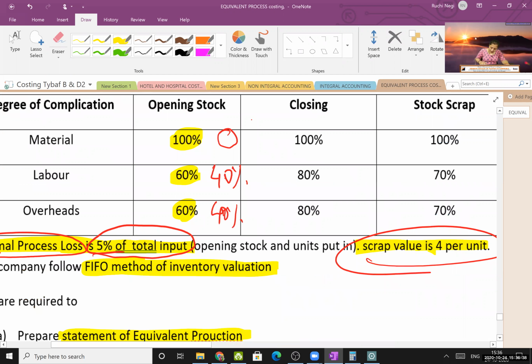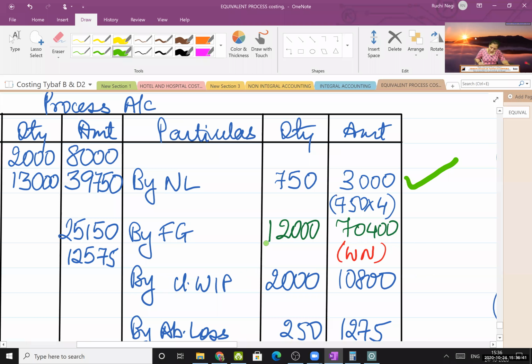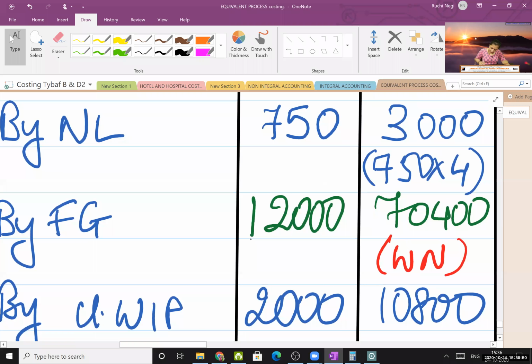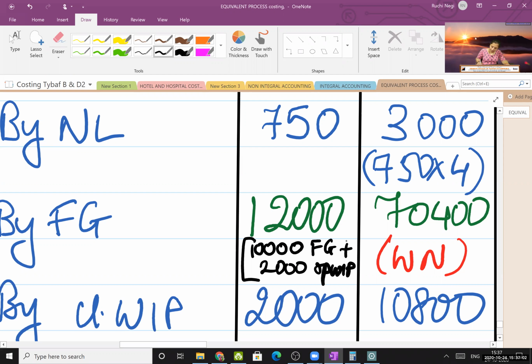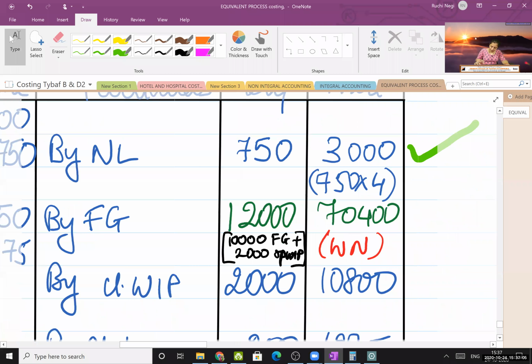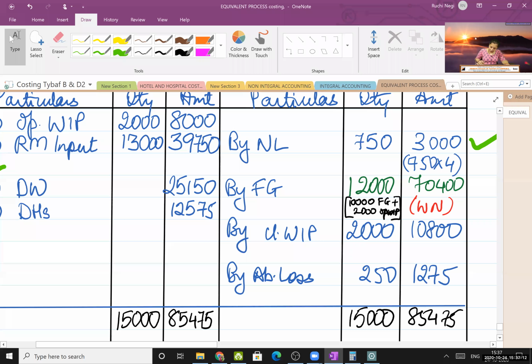Is the logic clear? So यहाँ पे आएगा 12,000. Okay, why 12,000? 10,000 finished goods plus 2,000 का opening WIP जो कि इस साल बन जाएगा finished goods. It will get converted into finished goods. Okay, and what will be the cost? Yeah, cost I will calculate.